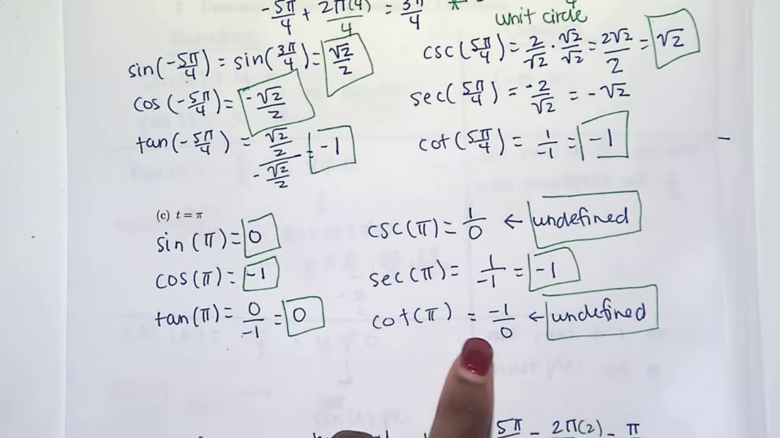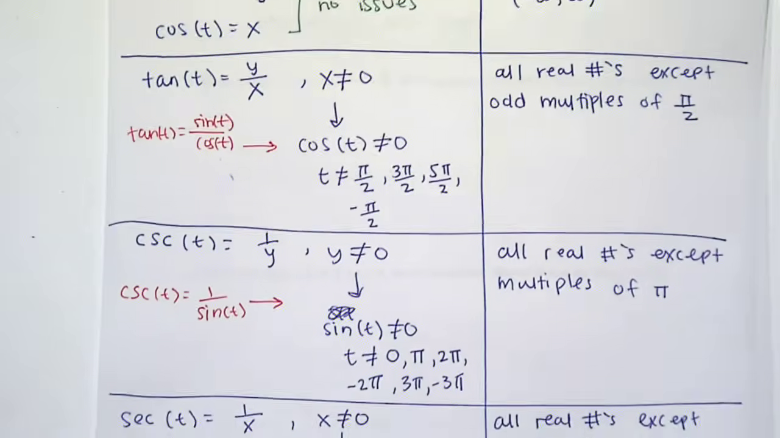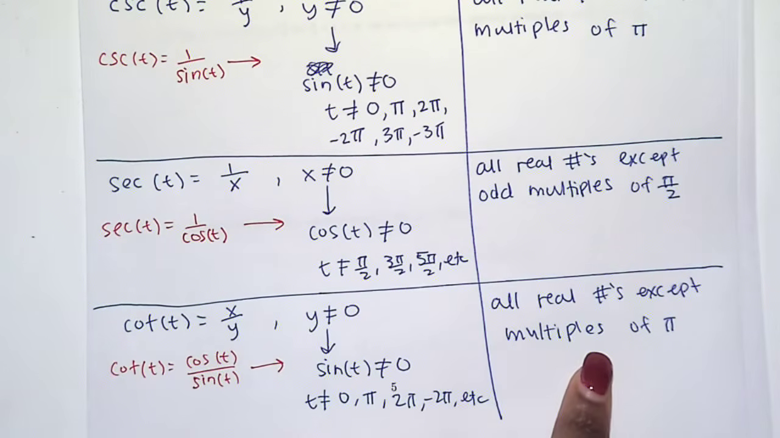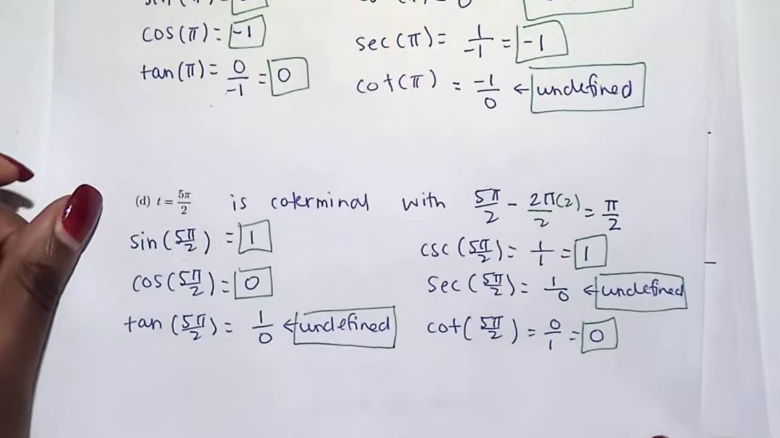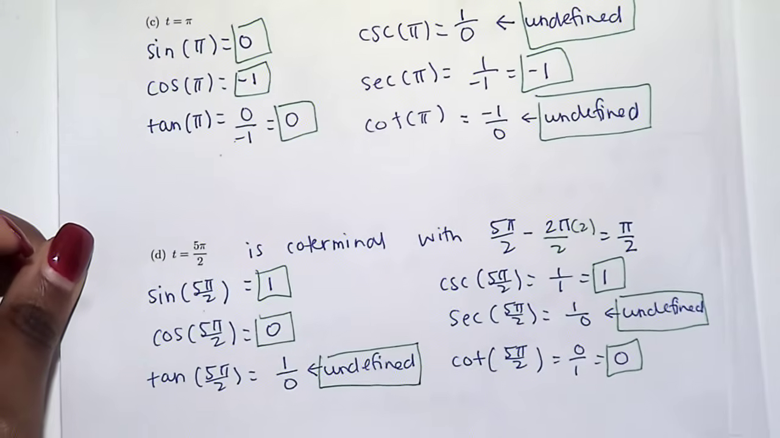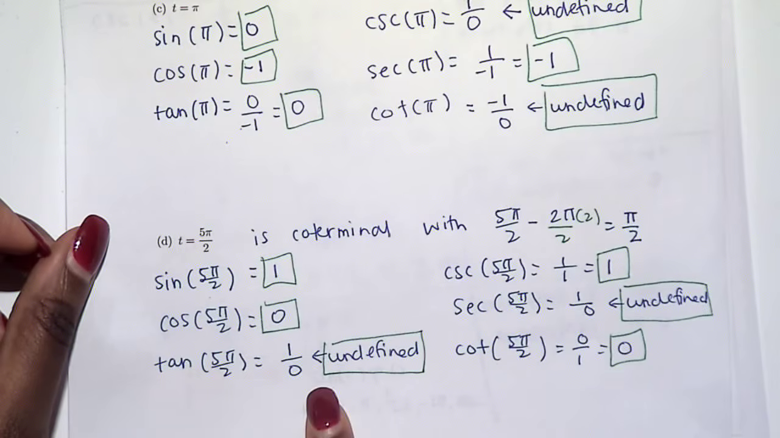Same with cotangent. The domain of cotangent is everything except multiples of pi. That's why when you plug in pi into cotangent, you get something that's undefined. All right, so you can see the same with d, 5 pi over 2. We see that tangent is undefined.